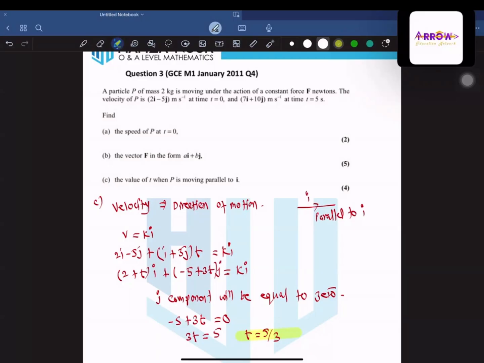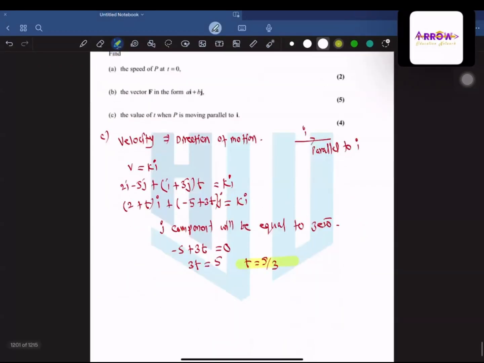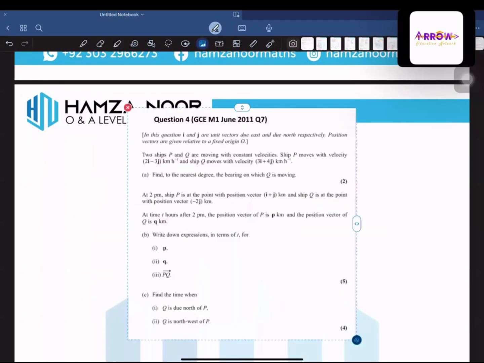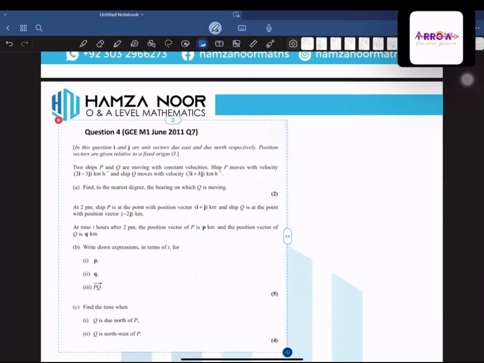This was question number 3 of the handout, which is GCE M1 January 2011, question number 4. So now let's move on to the next question. Now moving on, we have question number 4 of the handout, which is GCE M1 June 2011, question number 7.